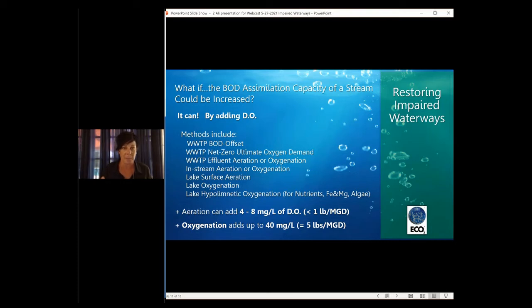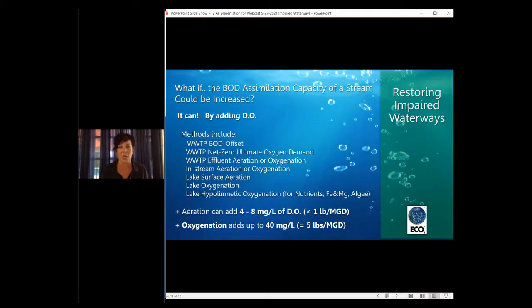Also hypolimnetic oxygenation, which is for deep reservoirs, often used for reducing nutrients or iron and manganese or algae on those reservoirs. Again, I'd love to provide more information on those topics if it strikes anyone.